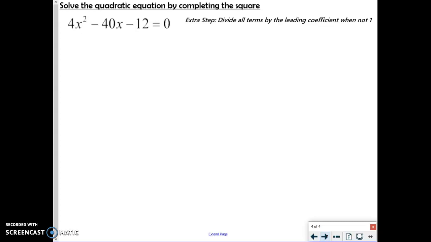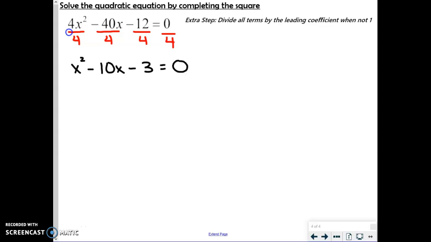It says the extra step is when the leading term is not 1, like it is in this case, we divide all terms by that leading coefficient. So in this case, our extra step, or where we're going to start with this one, is to divide everything on both sides by 4. Since 4 is our leading coefficient, we divide everything by that, and then what we now have is a trinomial, x squared minus 10x minus 3 is equal to 0.